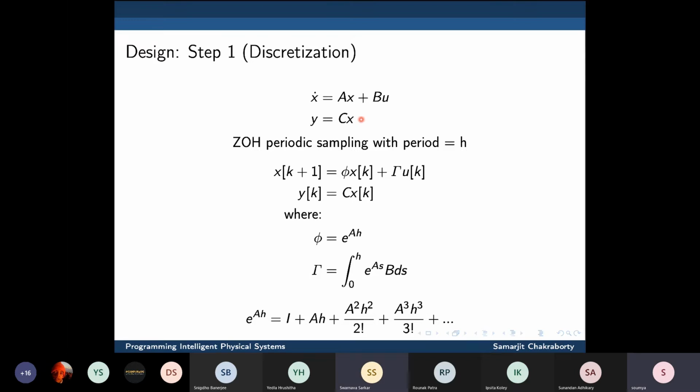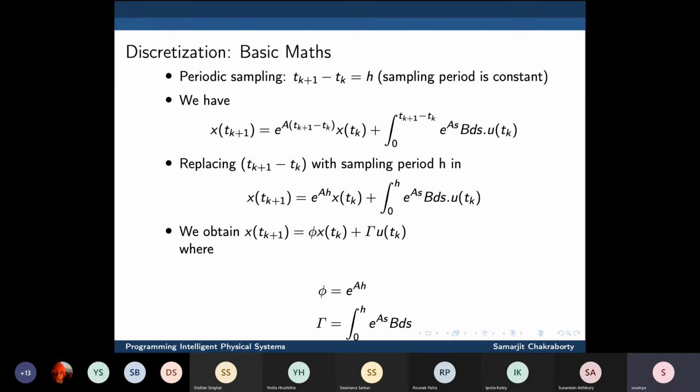So you see, this is our original system equation, and we have already discussed how, given this equation, we can form the discrete equations. Is that understood? Yes, sir. Everybody? Anybody who has any issue, please tell me. How to get from the original equation up to this, is that understood?